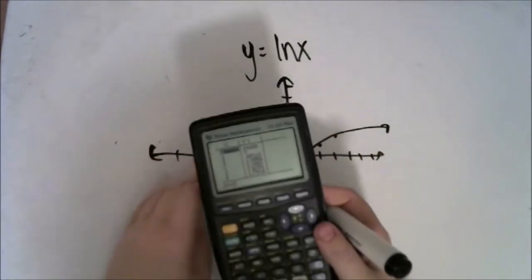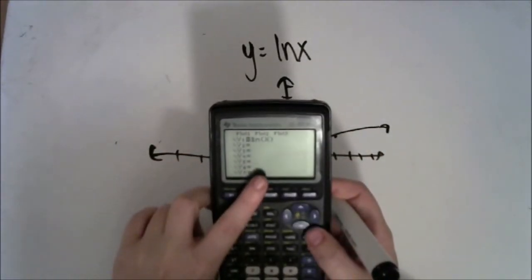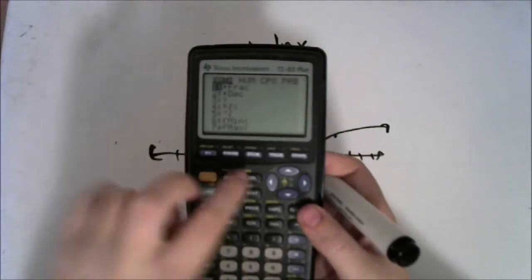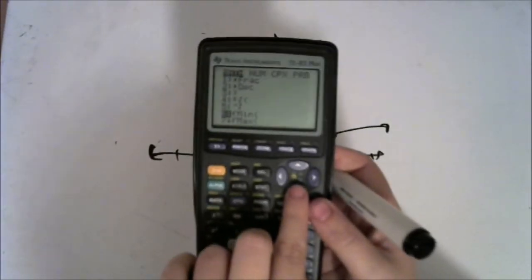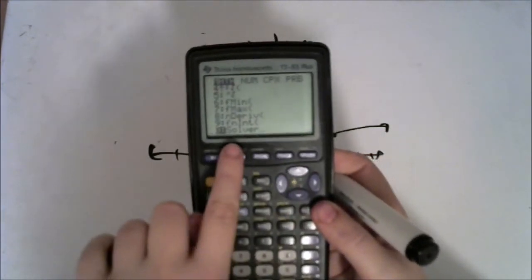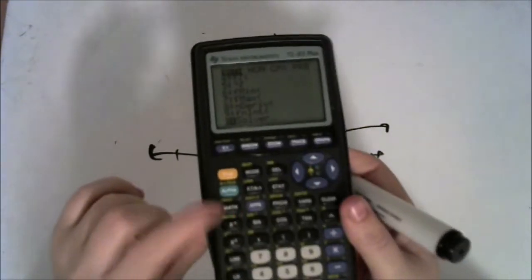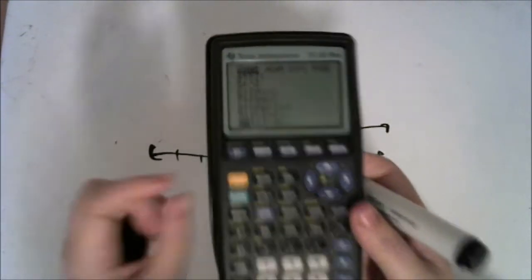Now, depending on your calculator, you can also graph logarithms other than ln that have a different base by typing math and searching for the log base function. Now, my calculator is older, and I don't have the log base function. But if you have a newer calculator, it should be down in this menu somewhere over here after you press the math button.